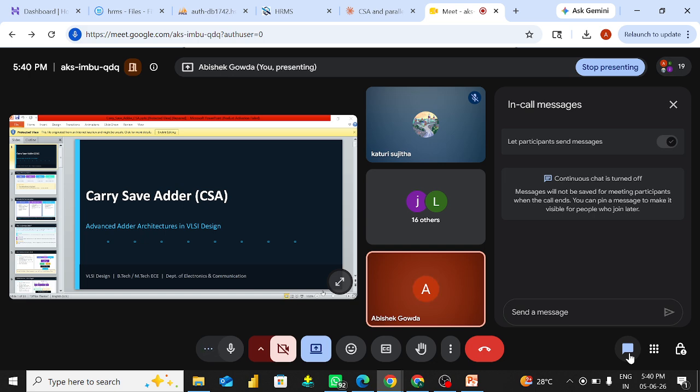So the limitation of all the adders that we have learned so far was that we can't add three numbers at a time. That was the main limitation of all the adders that we have learned so far. Now suppose I want to add three numbers, 10 numbers, or even 32 numbers together. Will RCA be efficient?